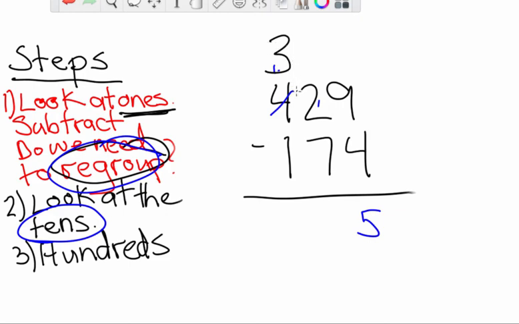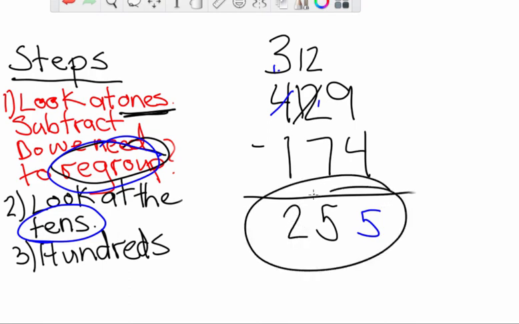You should have been wondering, what's going on here? So I hope that you caught that, because now I've got 12 minus 7, which is 5, and then I've got 3 minus 1, which makes 2. So that answer should be 255. Go ahead and take a look at what you did there and make sure that you didn't get caught up with that same mistake. Good job.